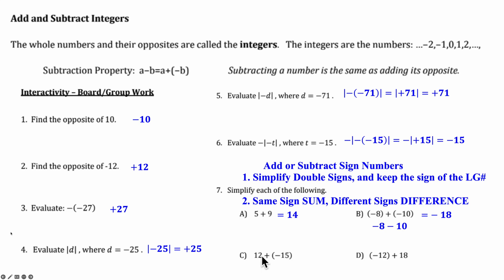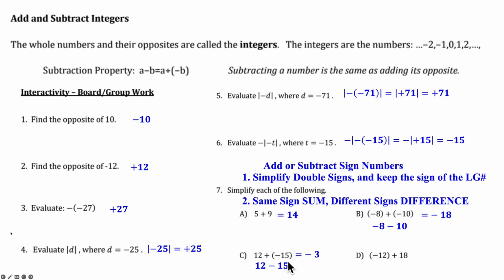Part C. All right, you have 12 plus a negative 15. Simplify the double signs. Positive and a negative make a minus sign. 15's bigger, keep the negative. Put it in my answer. This is a positive 12. This is technically a negative 15. The signs are opposite. Subtract big number, 15 minus 12, 3.